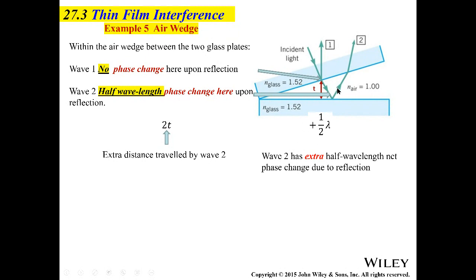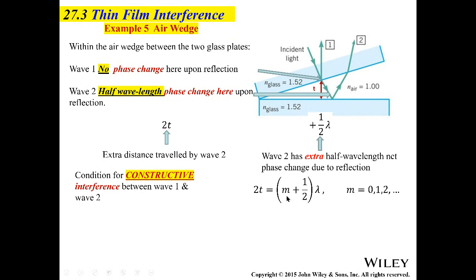But wave 2 has an extra 180-degree phase change. All right? Therefore, the condition for constructive interference: if I want there to be constructive interference, what is the condition? The condition is 2t must be m plus a half. Because if this itself is m plus a half, then when you add to it this extra half, it becomes in phase with 1. You follow that?